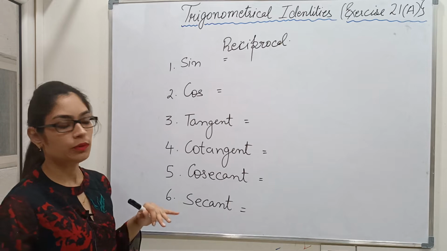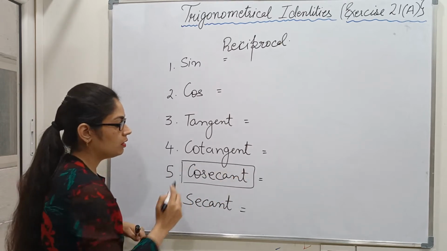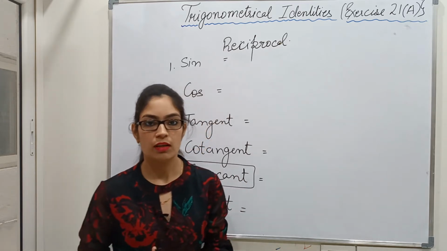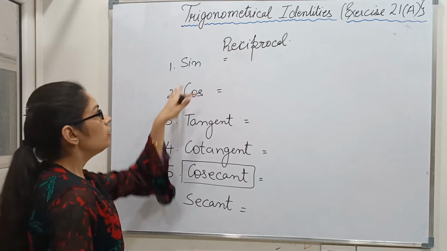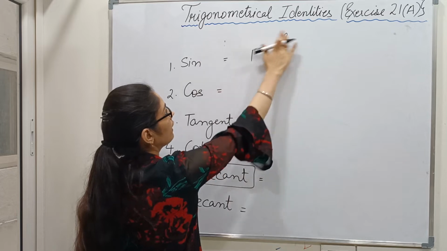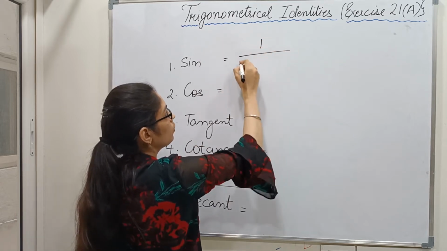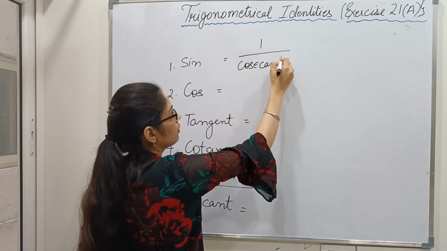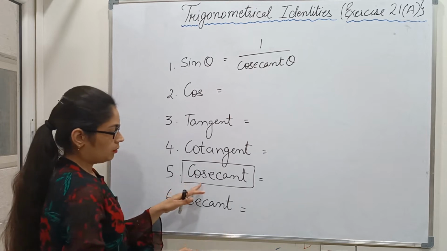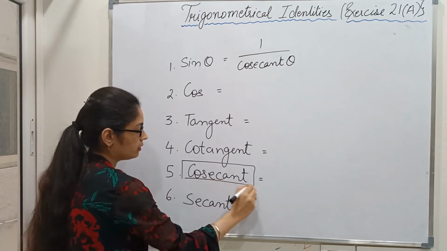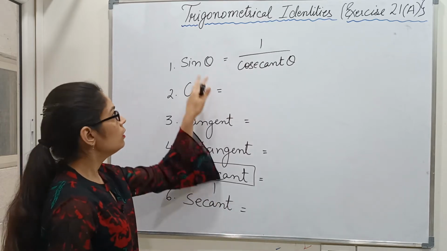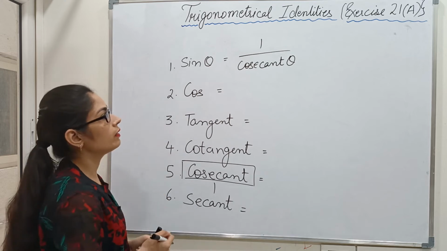So sine's reciprocal is cosecant. We know the meaning of reciprocal: reciprocal means interchanging of numerator into denominator. So sine is a reciprocal of cosecant. That means sine we can write as 1 by cosecant, taking some angle theta. Because cosecant we can assume is cosecant by 1, because if nothing is written, that means in the denominator there is 1. So sine theta is 1 by cosec theta.